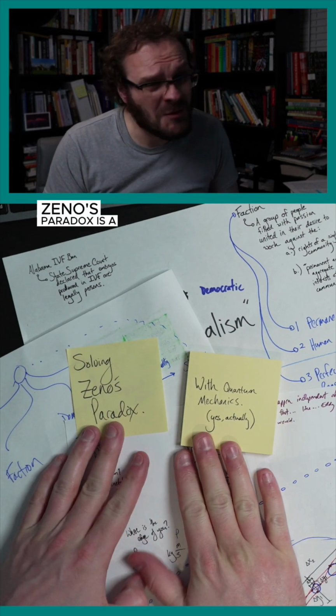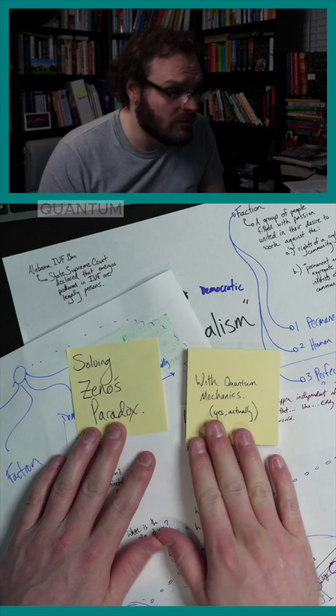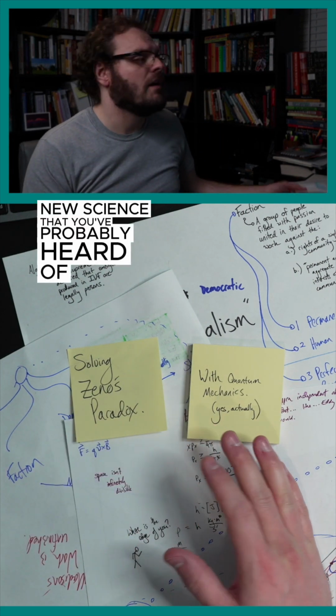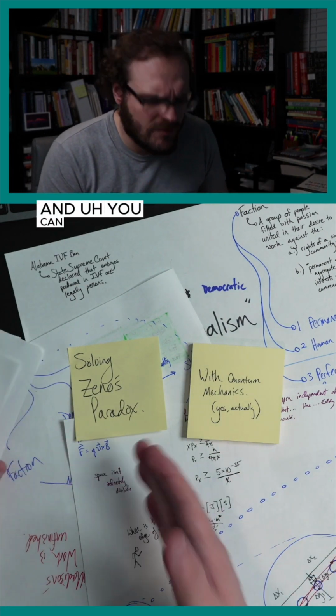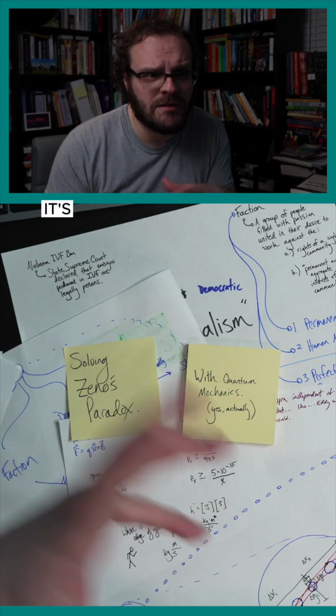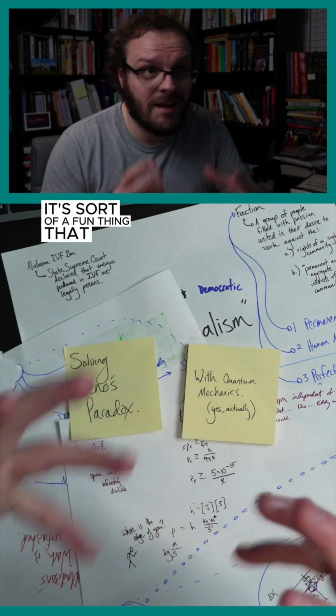Zeno's paradox is a really ancient paradox that you've probably heard of. Quantum mechanics is a relatively new science that you've probably heard of. You can solve one with the other. This isn't new. I'm not making this up. It's sort of a fun thing that is worth explaining.